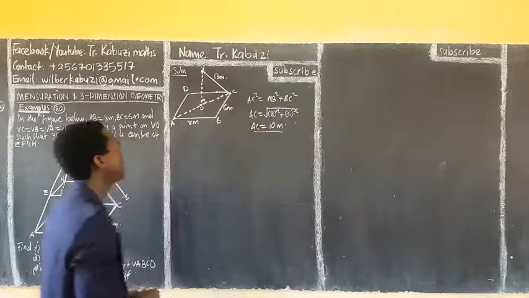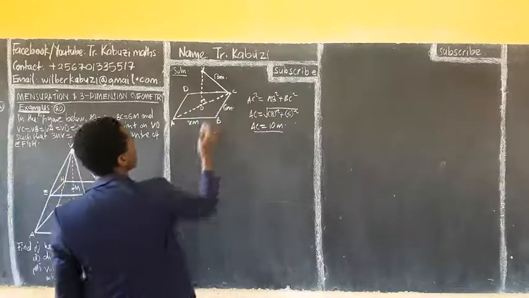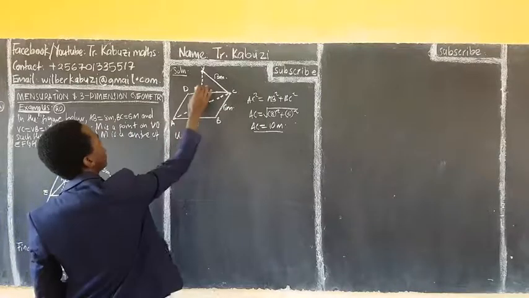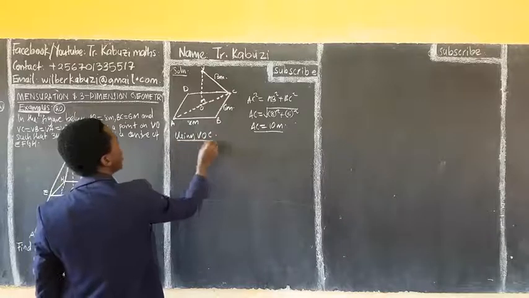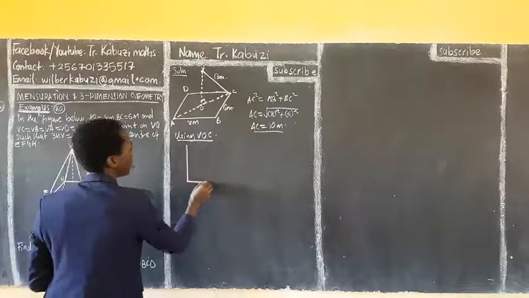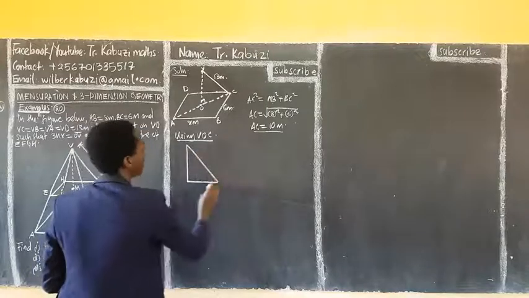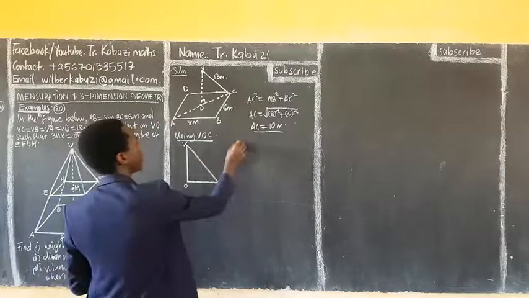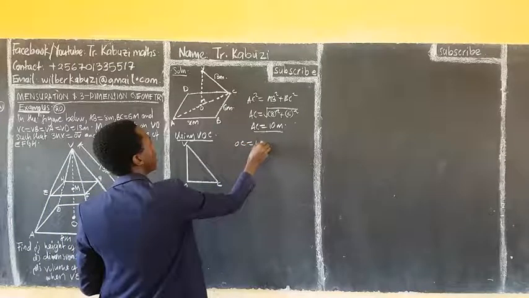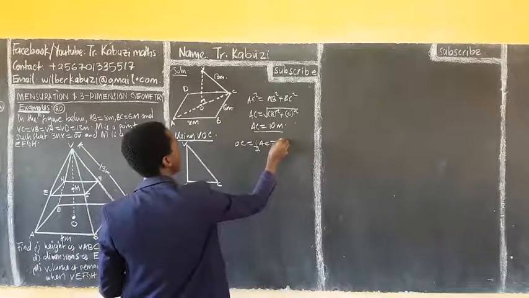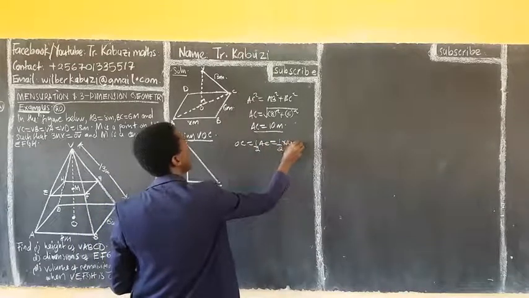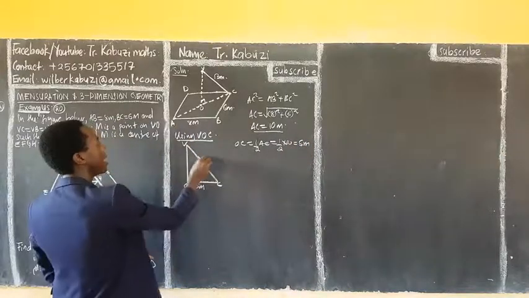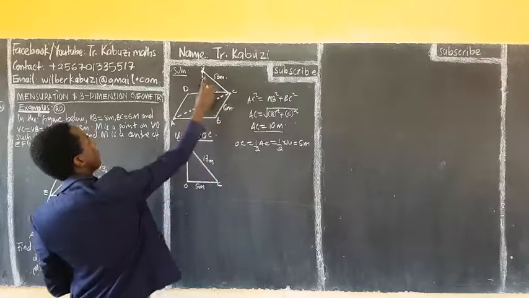So if I have AC, now I can get OC. Using VOC, this is the triangle I'm going to be with. Note that our OC is going to be half of AC, which is half times 10, which is 5 meters. So now here I have 5 meters, and then this is 13 meters from this diagram.